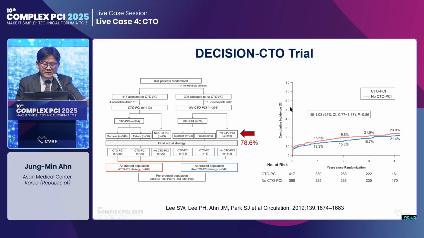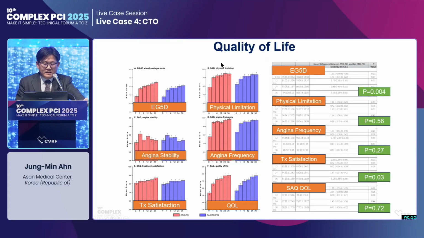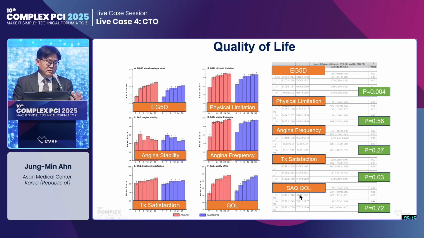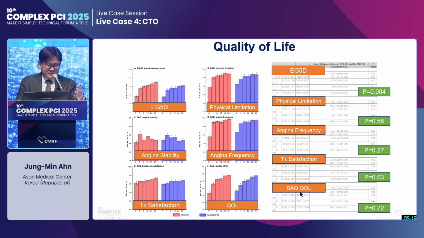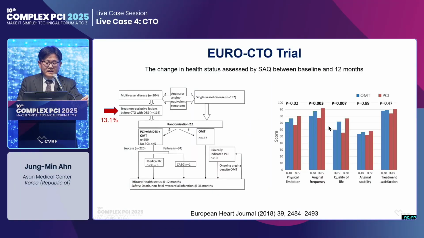There is no difference regarding clinical outcomes. In individual clinical outcomes, death, MI, stroke, any repeat intervention, no difference between the CTO PCI group and the no CTO PCI group. In addition, quality of life, EQ-5D, the CTO group was better, and treatment satisfaction, the CTO group was better. But physical limitation, angina frequency, QOL was not different between medical treatment and CTO intervention.